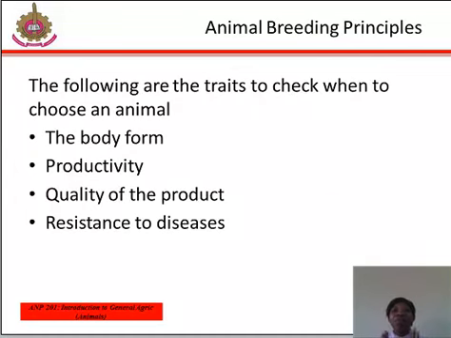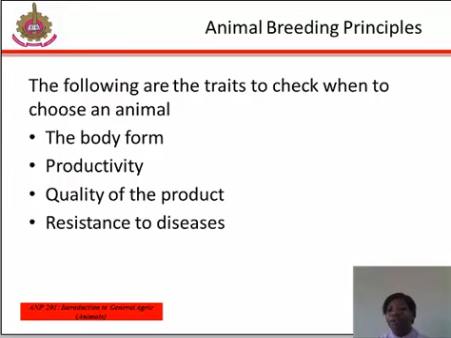The animal breeder faces many complex problems during hybridization experiments because many traits of animals are dependent on the interaction of multiple genes. So the techniques for the improvement of animals involve principles of selection based on quantitative variation. It is not possible for all of the desirable traits to be obtained in one individual. So the following are the traits to check when choosing an animal for hybridization.